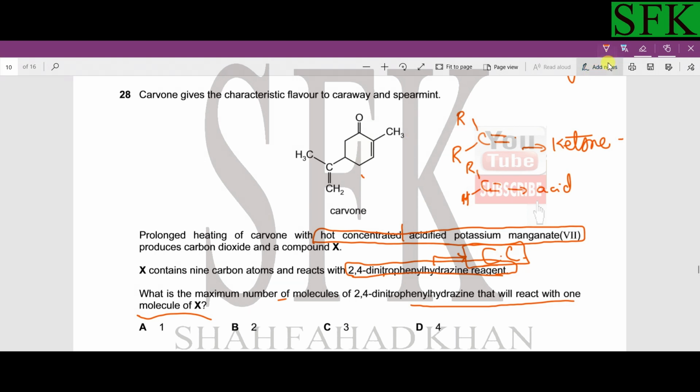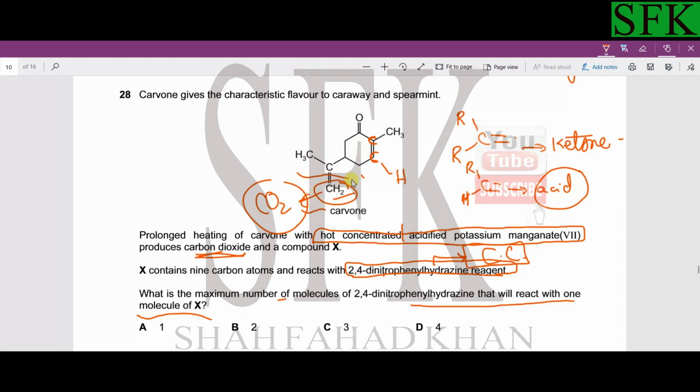The characteristic products depend upon the configuration of the carbon atom. If this carbon atom, which is double bonded, is attached to two alkyl groups on both sides, it will form a corresponding ketone. If it is attached to one alkyl group and, on the other hand, to a hydrogen atom, it will form a carboxylic acid. And if it is attached to two hydrogens, it will form carbon dioxide. This is where the carbon dioxide came from in this question. Carbon dioxide came from this compound.